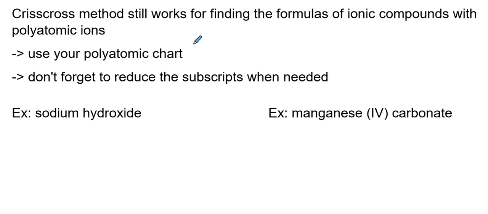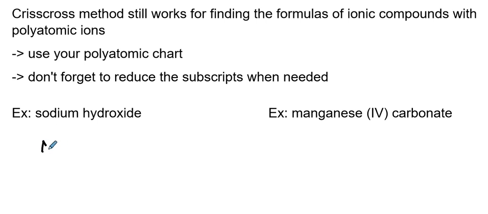The good thing is that the crisscross method that you've learned in the past for finding ionic compound formulas still works with polyatomics. Don't forget to use your chart, refer to it, and then don't forget to reduce subscripts whenever you need to. So let's look at a couple examples.